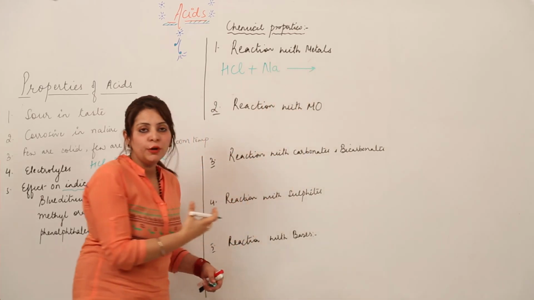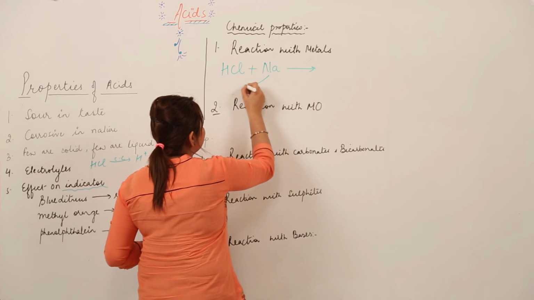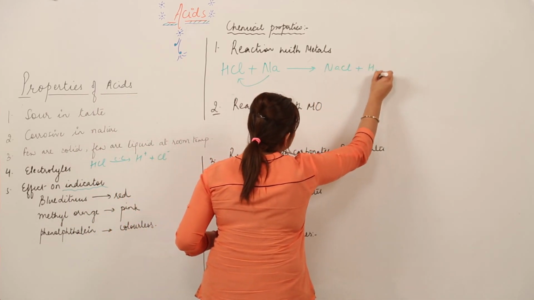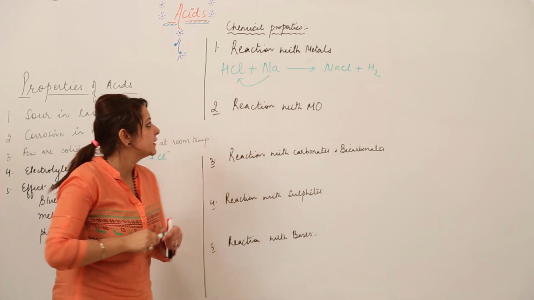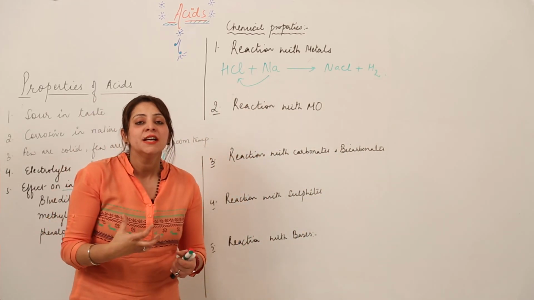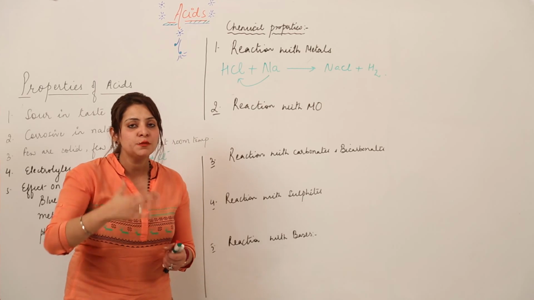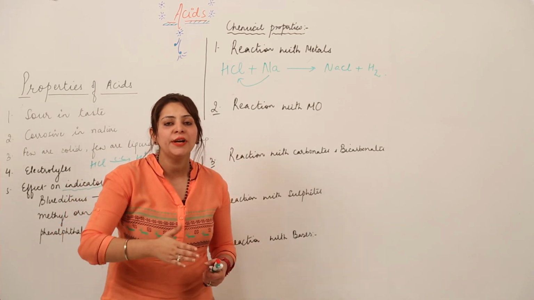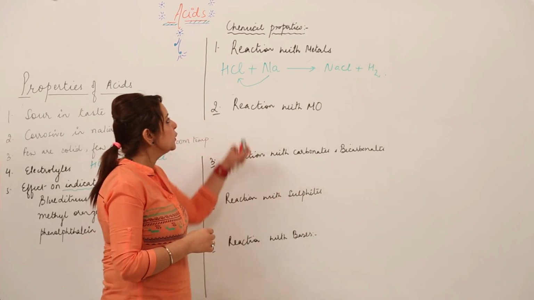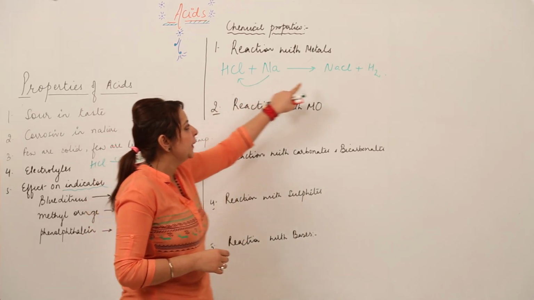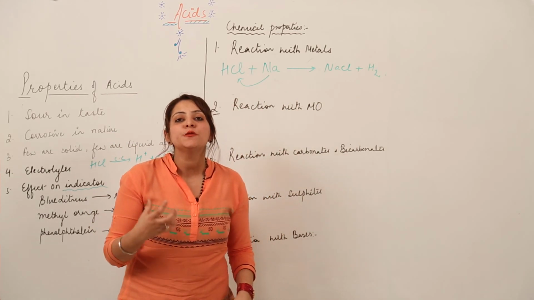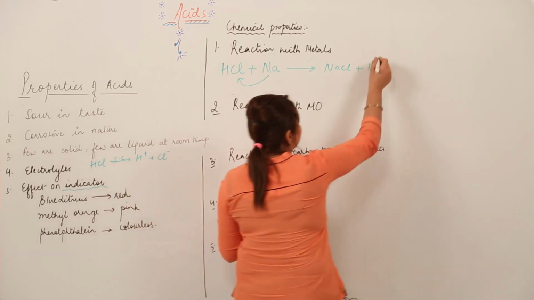So you know what we are going to get? Yes, it will form the respective salt, and what do we get along with it? We get hydrogen gas. This reaction is shown by most of the metals which are more reactive than hydrogen. I should mention that this reaction is shown by those metals which are more reactive than hydrogen. So what happens when they react with acid? They form the respective salt, and along with that hydrogen gas is evolved, which burns with a pale blue flame.